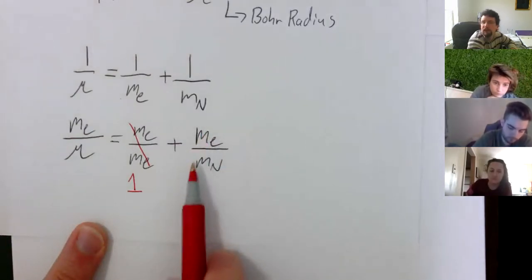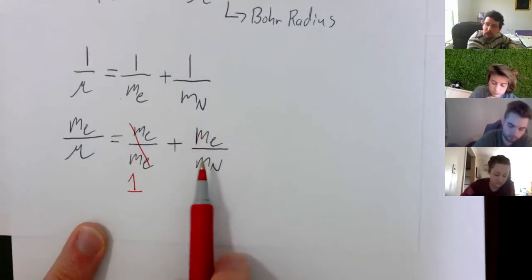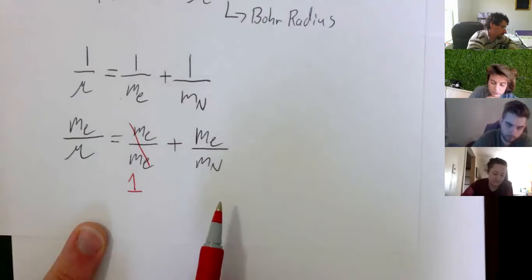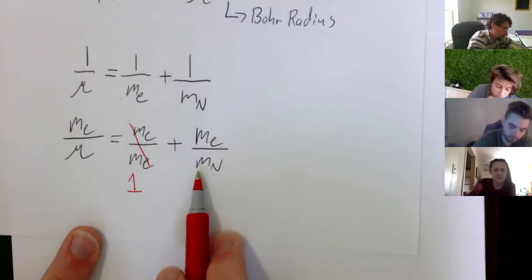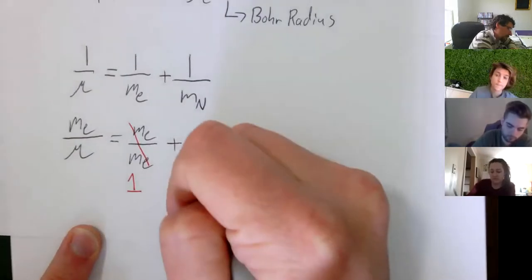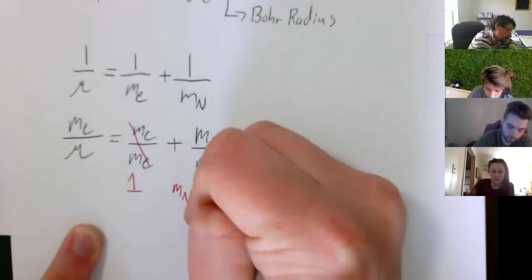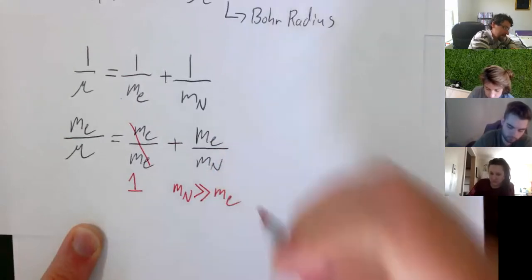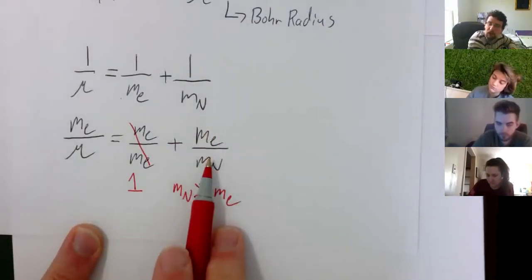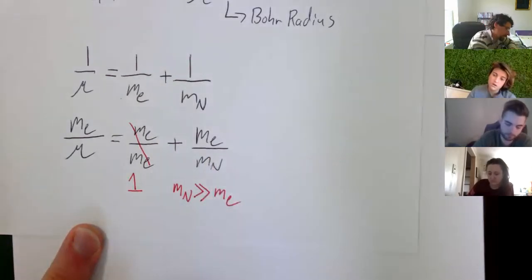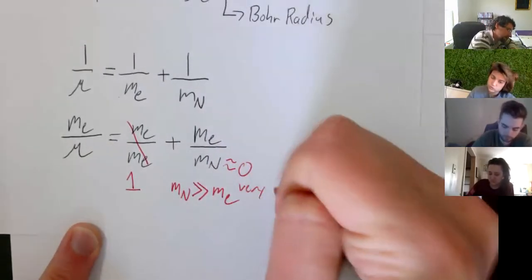We could plug in numbers and check this, but what do we know about the mass of the electron compared to the mass of the nucleus? It's not equal. The mass of the nucleus is much larger than the mass of an electron. Right, so the mass of the nucleus is way larger than the mass of the electron. So what could we say about the magnitude of this term? You can approximate it to be 0. It's very small.